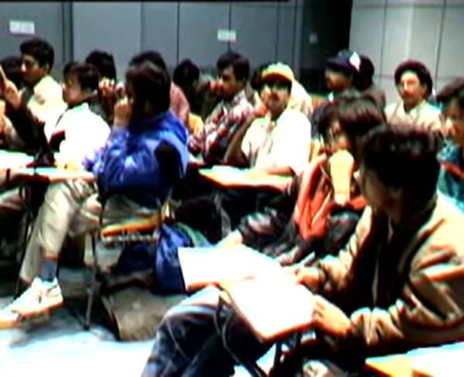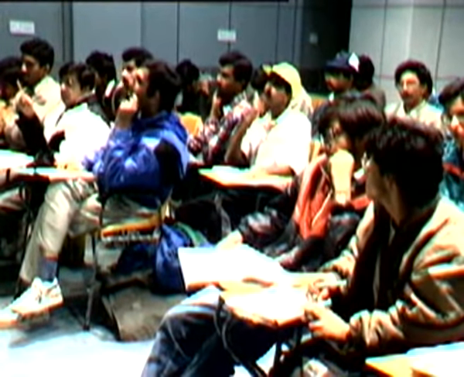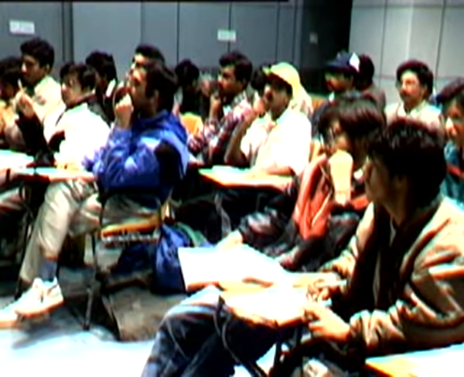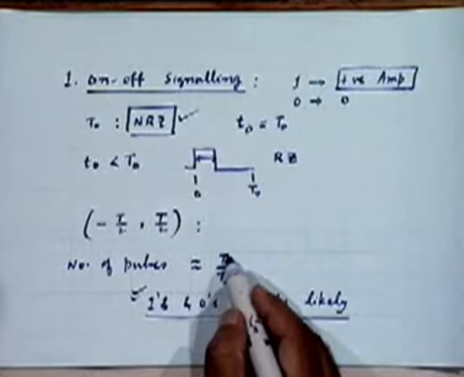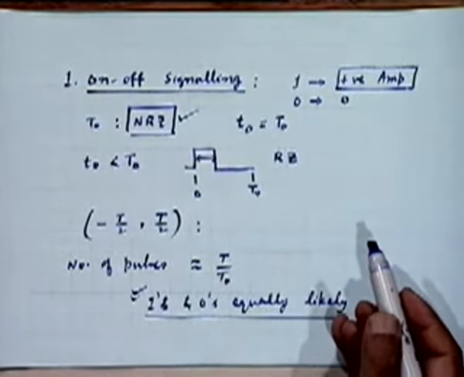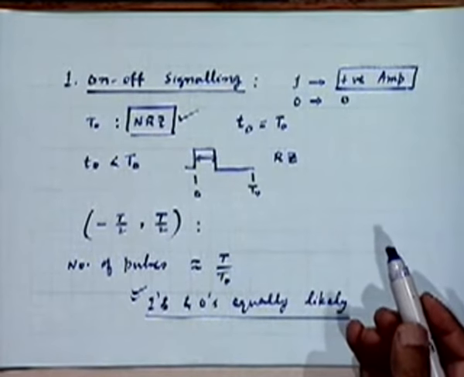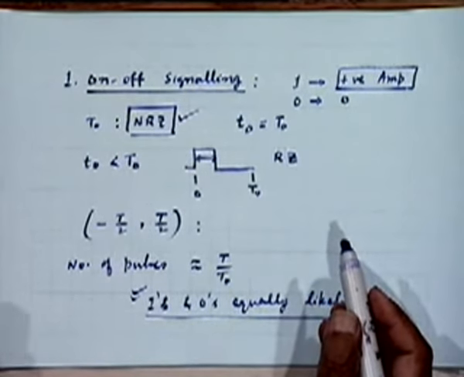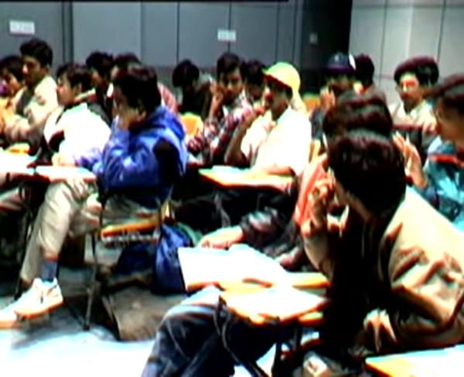Why is the number of pulses approximately equal to T by T0? Why not exactly equal to T by T0? Well, I have not said here that T is a multiple of T0. One can do that, but since it need not be, I just say approximately. So when we say the ones and zeros are equally likely, yes.